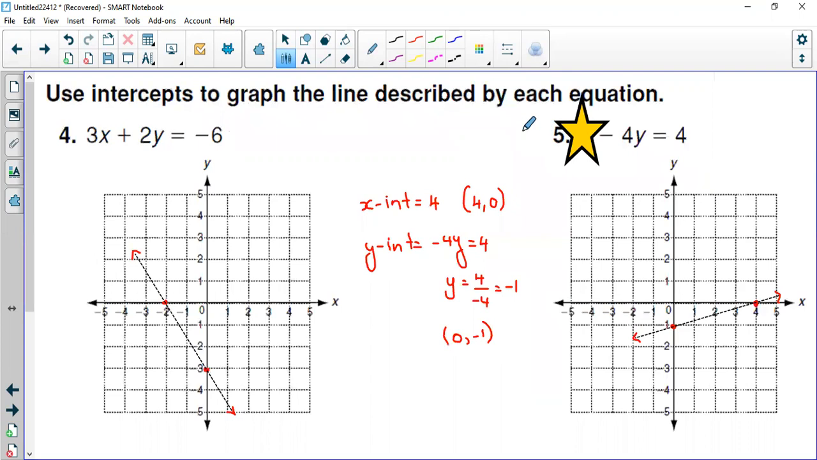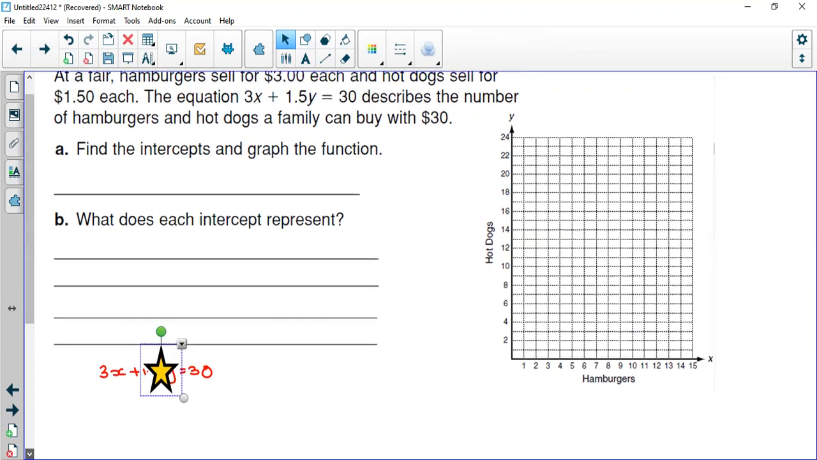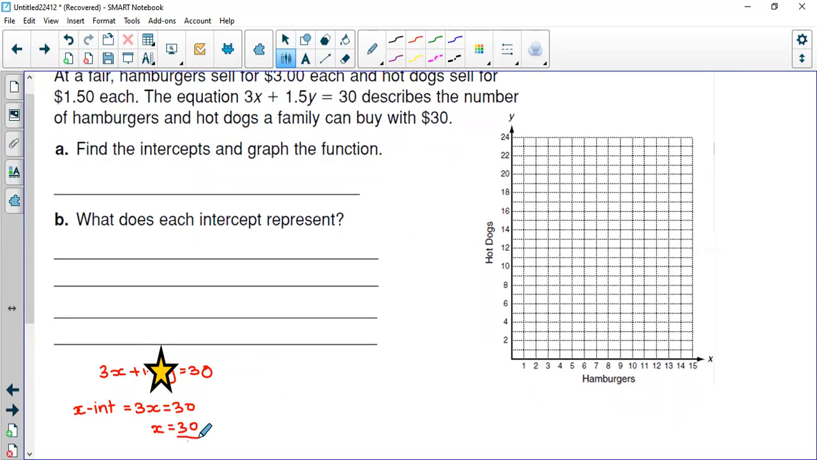Okay, so to cover, let me cover the y. I'm going to find the x-intercept first. To find the x-intercept, I have 3x equals 30, which means x equals 30 divided by 3, which is x equals 10. So the x-intercept is going to be 10, right? Write it down, x-intercept is 10.